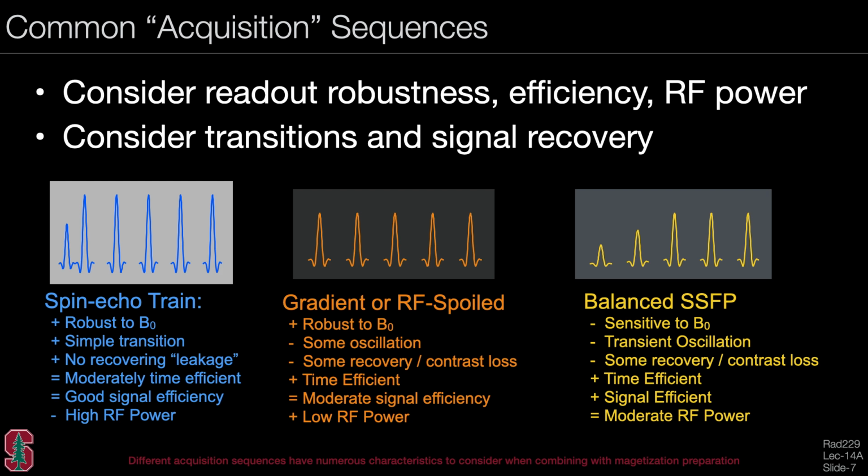So we have to think about the length of the acquisition block, as with the other sequences. A benefit of balanced SSFP is it is very time efficient and it's very signal efficient. A drawback or possibly an advantage is it has moderate RF power, typically somewhere between spin echo sequences and gradient or RF spoiled sequences. So all of these techniques are quite commonly used in conjunction with magnetization preparation.